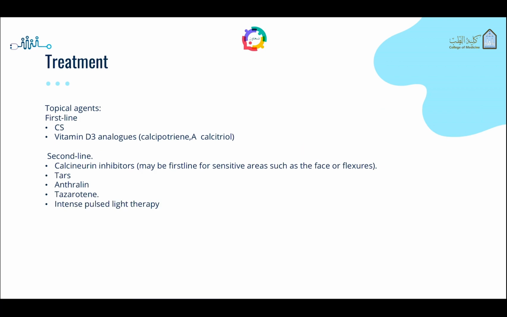You can also use tars, anthralin, and tazarotene. For the last two, anthralin and tazarotene, they will cause inflammation. This will direct the immune system towards this inflammation, which will keep it occupied by this inflammation rather than by the disease itself. And lastly, you can use intense pulsed light therapy on the localized lesion.